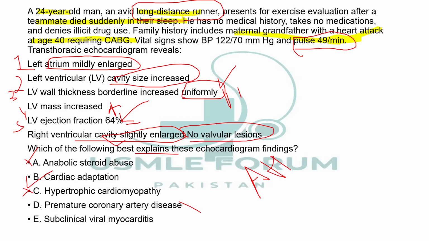Left ventricle size will not increase because it won't have any load on the heart. Coronary artery disease will induce ischemia, and ischemia will in turn present as a stress, not as a load. And subclinical viral myocarditis will not be the answer because there is no history of any infection that the patient has gone through, and this would normally have decreased ejection fraction.